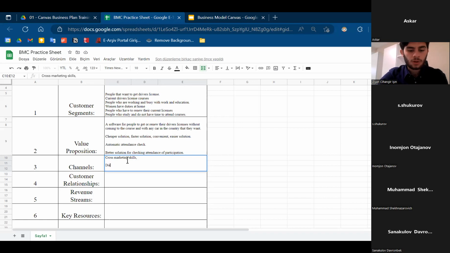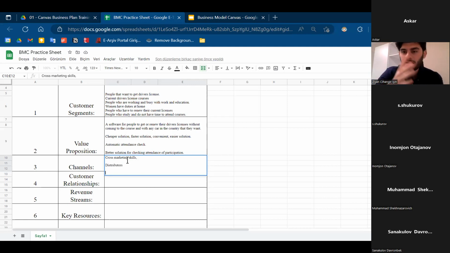Okay, after that, there will be distributors, right? Yeah, distributors. Partners in different places. Okay, like for example, will you work with the current driver's license courses? Yes.